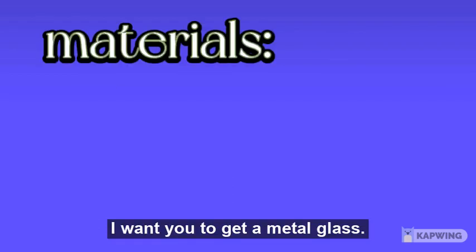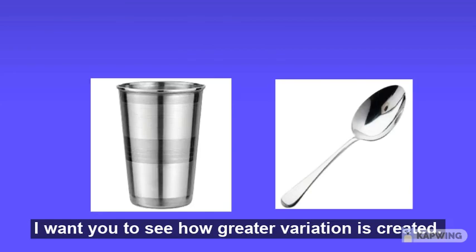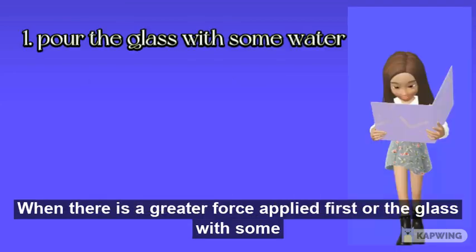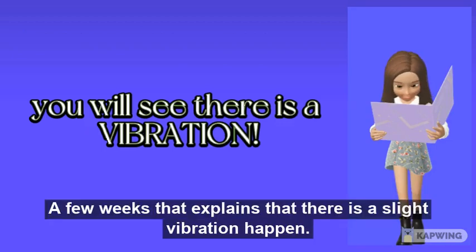Let's do another activity. I want you to get a metal glass, a metal spoon, and water. I want you to see how greater vibration is created when there is a greater force applied. First, pour the glass with some water. Now get the spoon and strike the glass slightly, and you will see in the water a few waves that explain that there is light vibration happening.